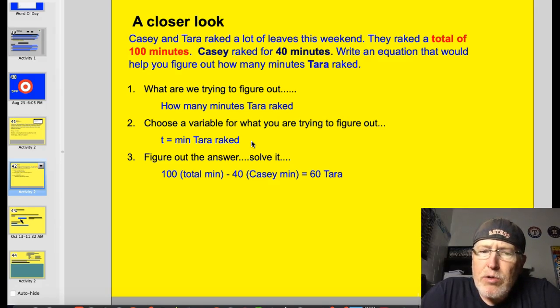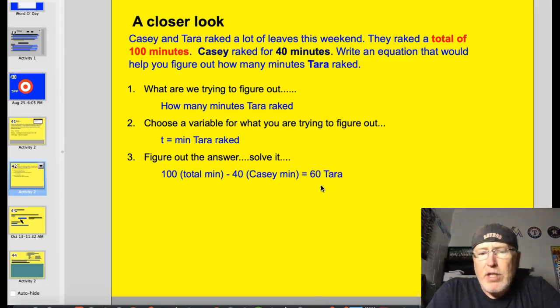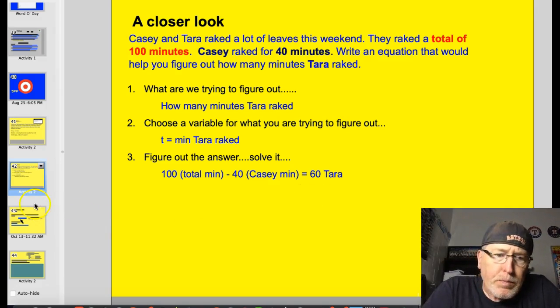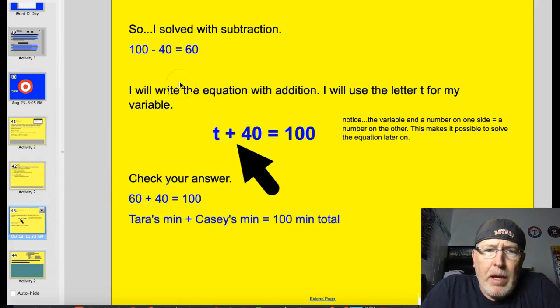The third thing you need to do is just solve the problem and figure out what it is. So 100 minutes total minus Casey's 40 minutes would equal 60 for Tara. So now I've got my answer figured out. I have the problem figured out. I just have to write the equation. So let's look at that more carefully. I solved it with subtraction, so I'm going to use the opposite operation to write it. So I'm going to turn that around, I'm going to use addition to write the equation.